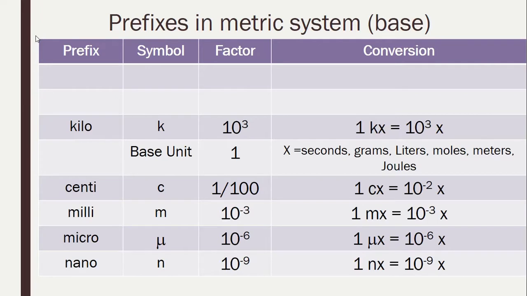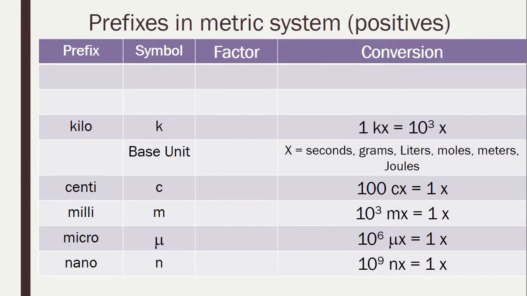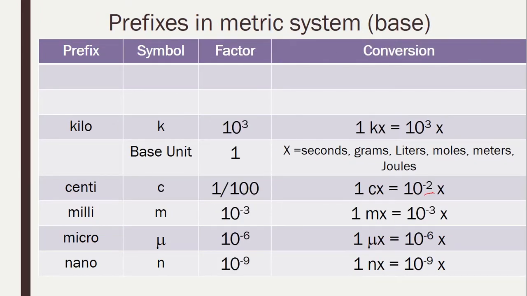So beyond that, the things you need to memorize: you need to know the relationship of kilo, centi, milli, micro, nano to the base unit. And the base unit is these things we just went over: the seconds, the grams, the liters, the moles, the meters, and the joules. Now this one has a lot of negatives here, as you can see. There are a lot of negative numbers, and that causes issues with calculators.